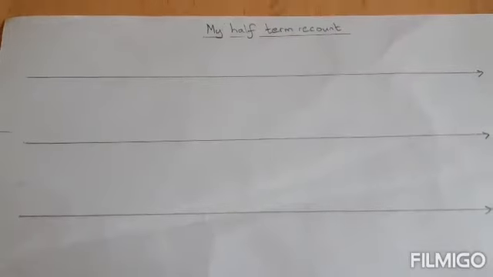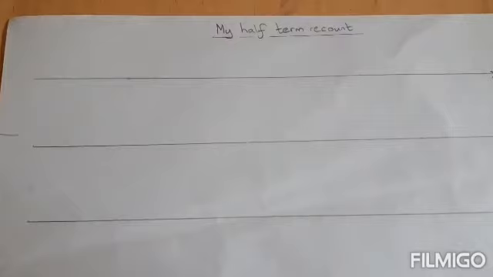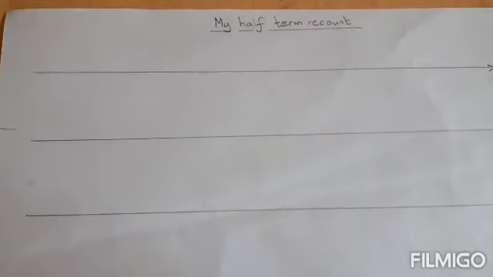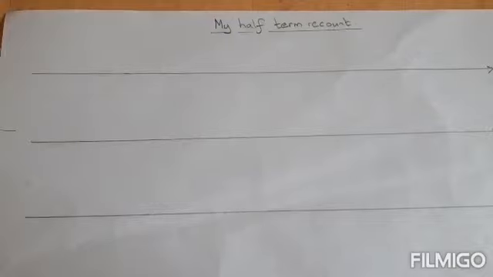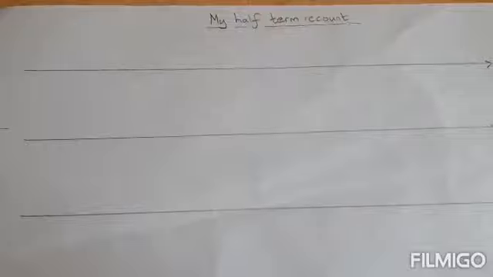So now what I need to do is think about something that happened to me in my half term. So in my half term, I remember it being really hot outside. So I went out into my garden when it was really hot and had to think about ways to keep myself cold. So I want to tell you all about that in my plan.